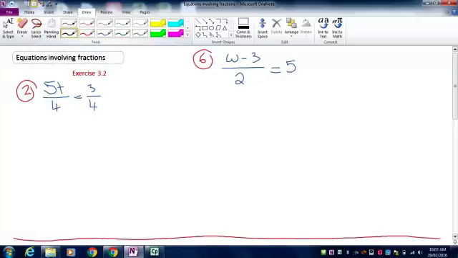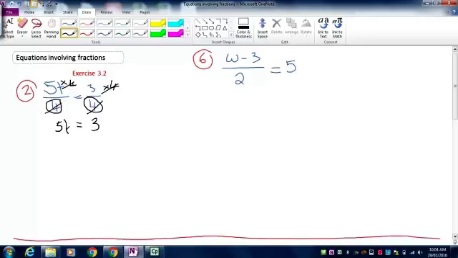With exercise 3.2, we need to remember our rules for algebraic fractions to help make solving these equations a little easier. So question 2, we want to get rid of these 4's. Both sides are being divided by 4. So I can cancel out those 4's by multiplying both sides of this equation by 4. That will have the effect of cancelling 4 with a 4 here and a 4 with a 4 here, so that on the next line I'm left with 5t is equal to 3.